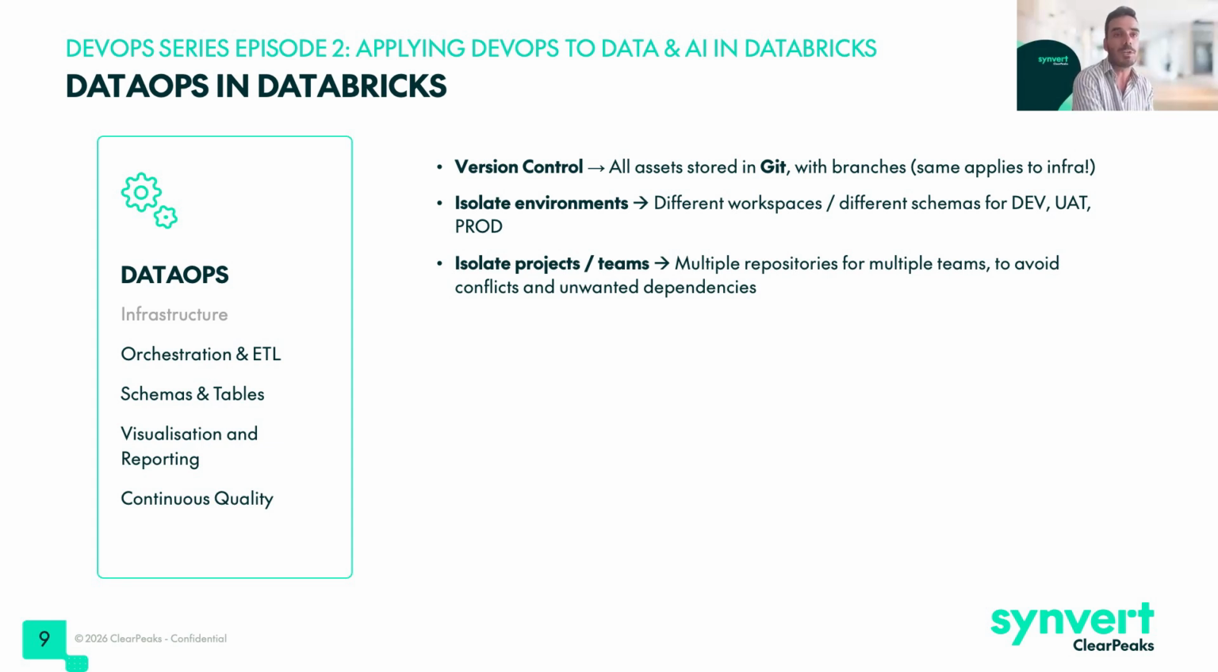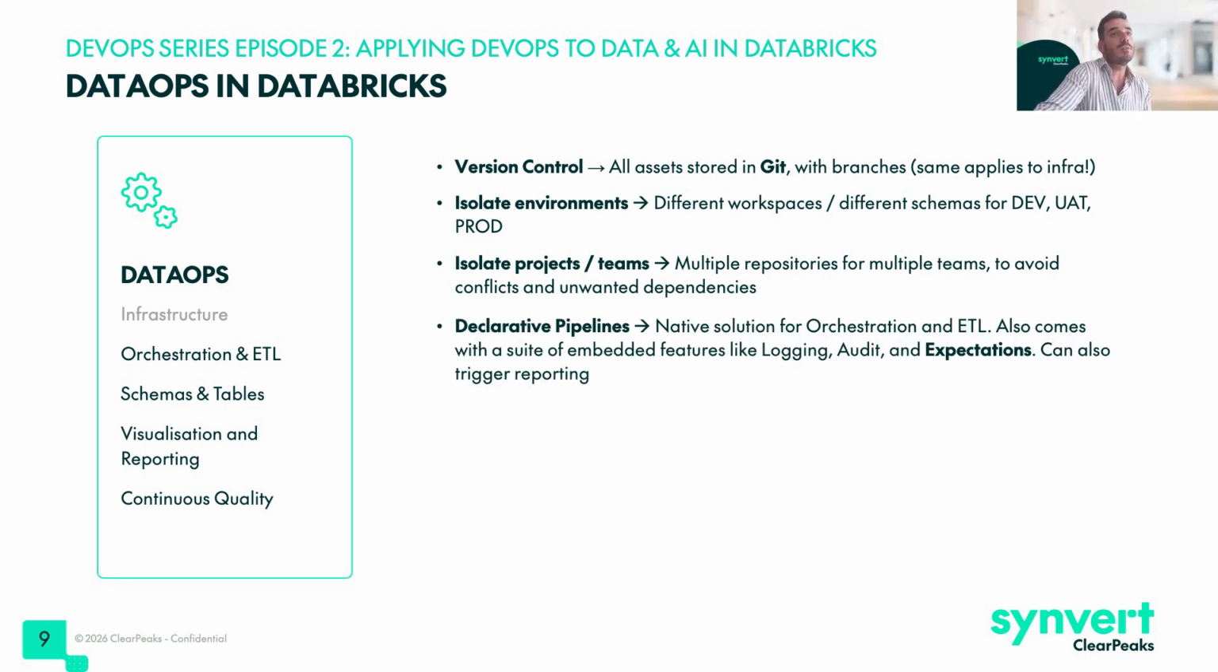So via permissions and via proper, let's say, split of access to the specific workspaces, you can actually have a nice setup of isolated environments. We can also organize projects, okay, for teams, for example. So you can have multiple repositories. Okay, again, using your Git repositories in which you can allow different teams to work at the same time and you remove conflicts and unwanted dependencies.